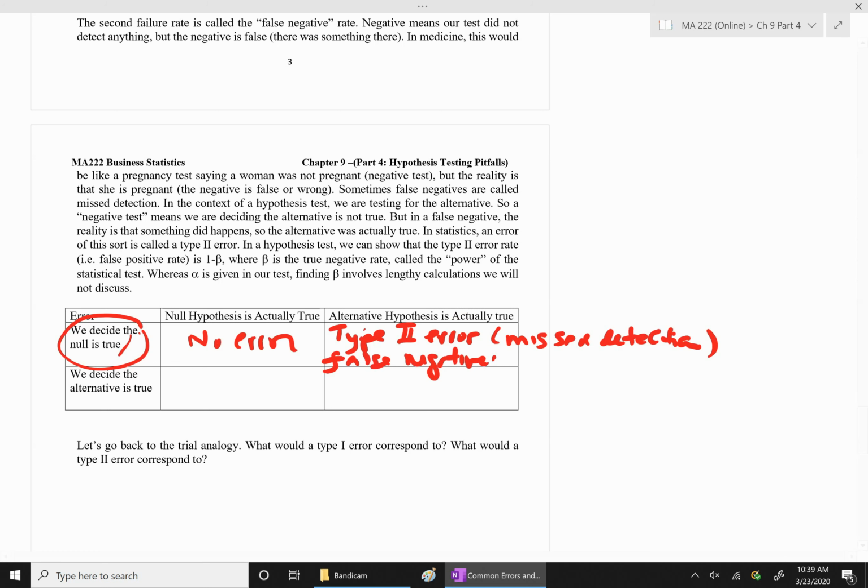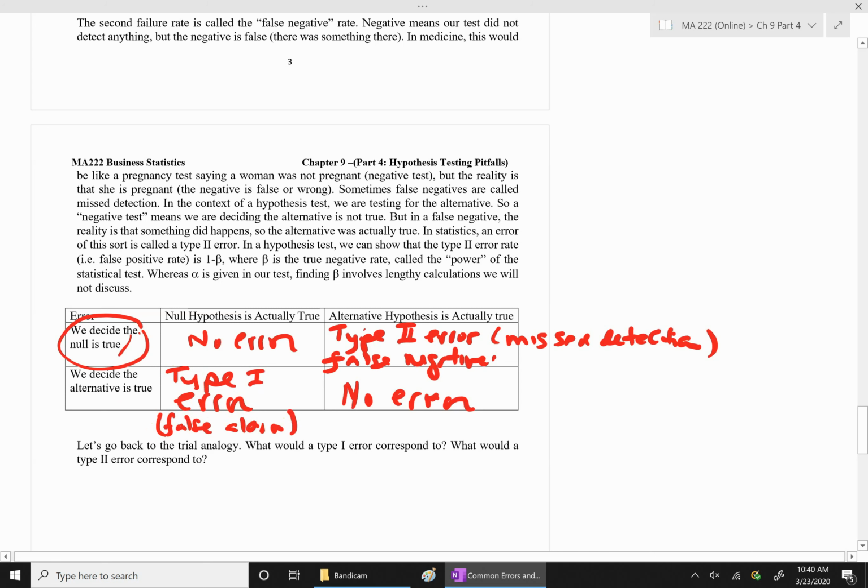Now, let's think about the sort of things that can go on when we decide the alternative is true. So if we decide the alternative is true and it's actually true, there's no error. On the other hand, if we decide the alternative is true, but the null is actually true, we call this a type 1 error. Sometimes in engineering or industrial applications, they call this a false alarm. And in the parlance of medical tests, they call this a false positive.